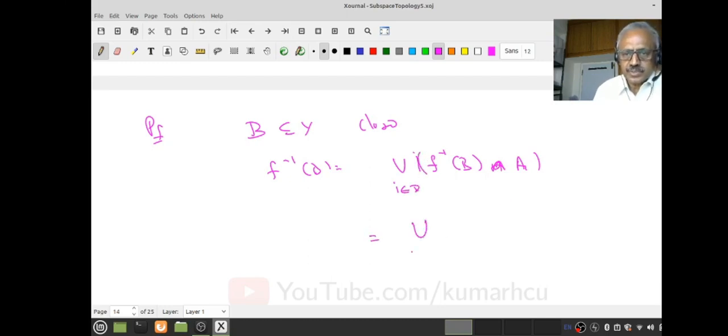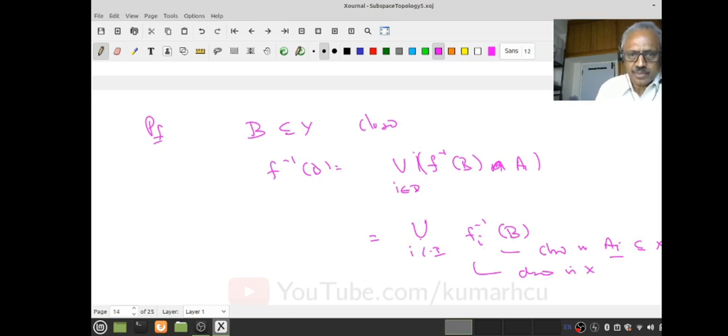But then observe this: I and Fi inverse of B is closed in A, and A's are closed in X, therefore this is closed in X. Each Fi inverse of B is closed in X, but this is a finite union, therefore a finite union of closed sets, therefore F inverse of B is closed. You see how simple the proof is? But what we did in both the cases, we arrived at it.